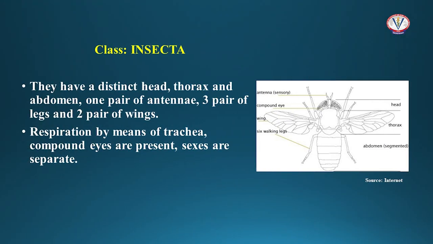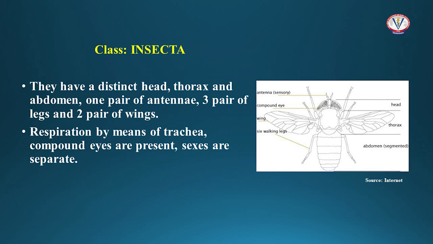Class Insecta. They have a distinct head, thorax and abdomen, one pair of antennae, three pairs of legs and two pairs of wings. Respiration is by means of trachea, compound eyes are present, sexes are separate.